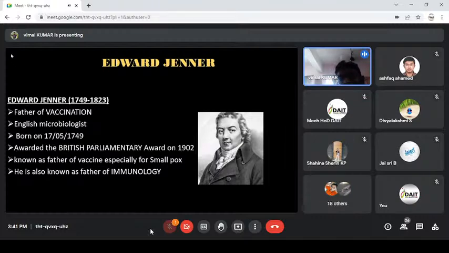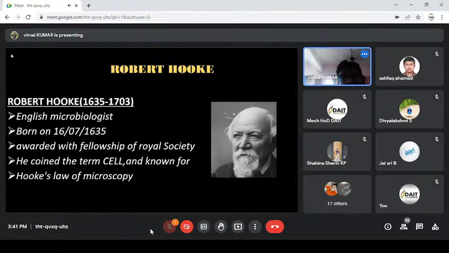That means he found the medicine, that is, vaccination for smallpox, and he is also known as the father of immunology. Who is the father of immunology? Edward Jenner is the father of immunology. He found vaccination for smallpox.